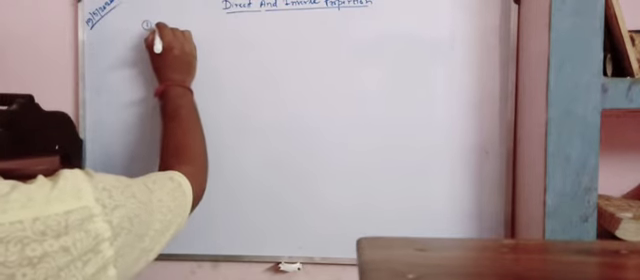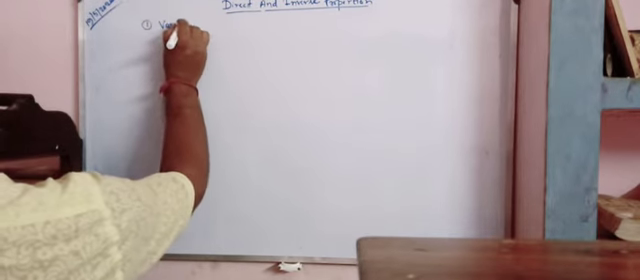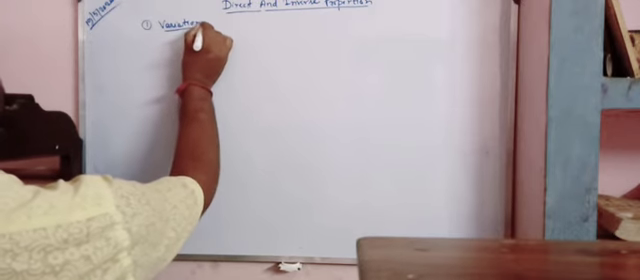Now for that we have to know about the variation. First we have to know what is variation. If two quantities depend on each other in such a way that change in one results in corresponding change in the other, then the two quantities are said to be in variation.